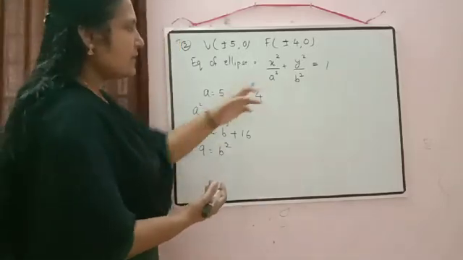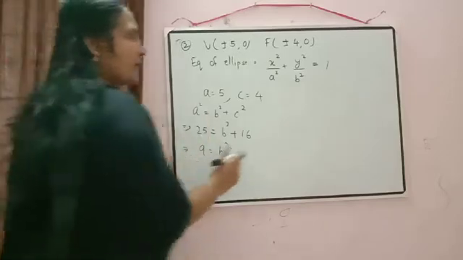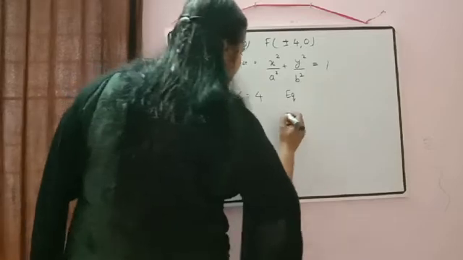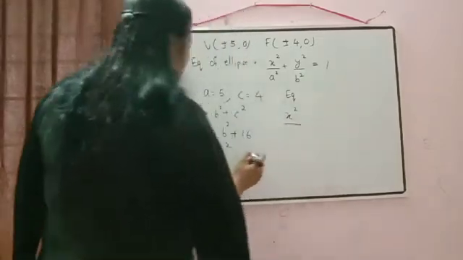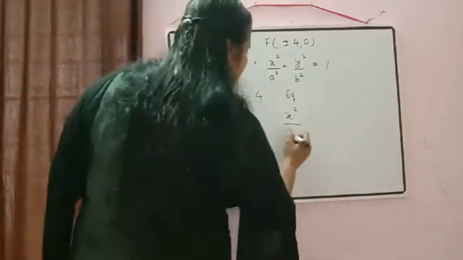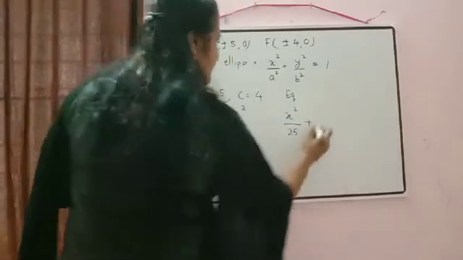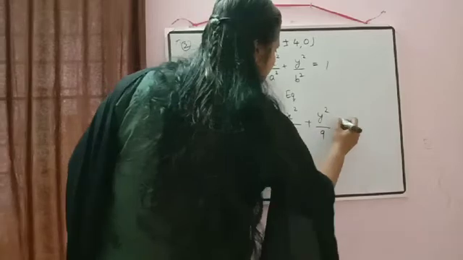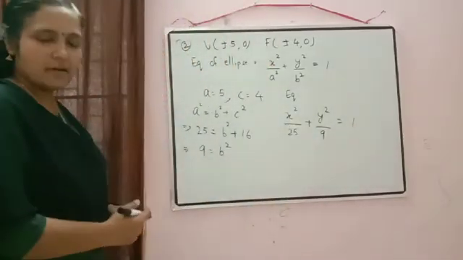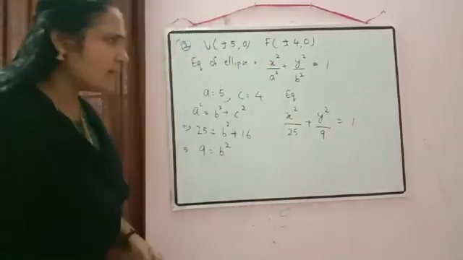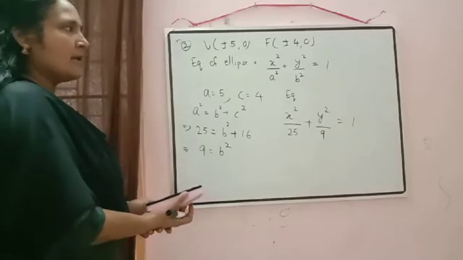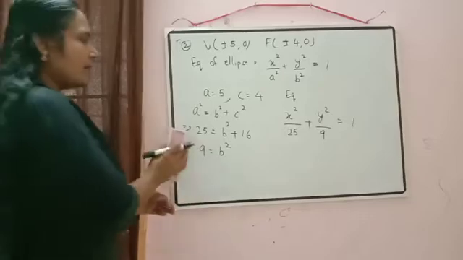So we have the value of a and b now. Now we can write down the equation. So you can write down the equation: x square by a square, what is the value of a square? 25, plus y square by b square, b square is equal to 9, is equal to 1. So our equation of ellipse is x square by 25 plus y square by 9 is equal to 1. So I hope this is clear. Okay. Now we'll check the next question.